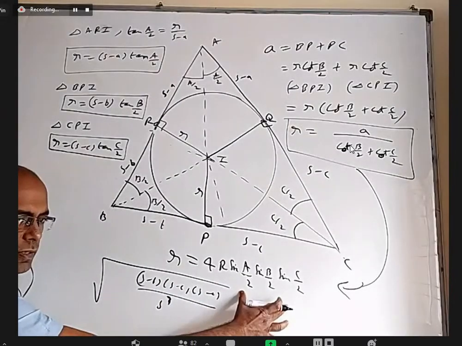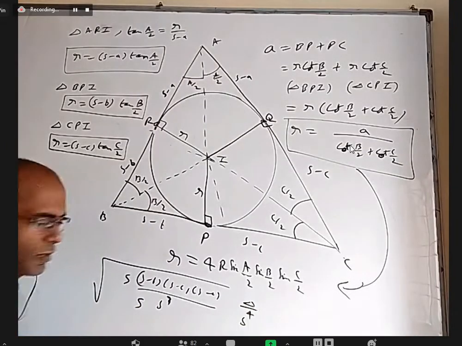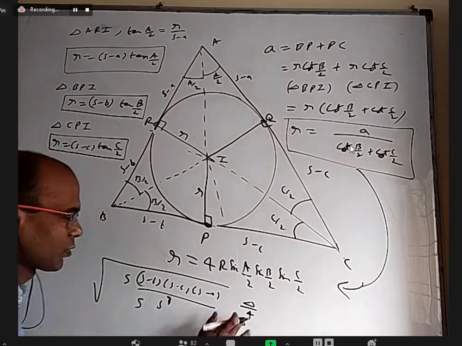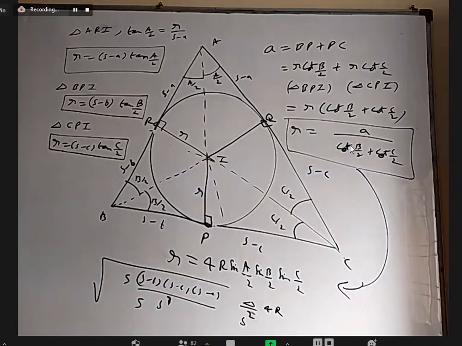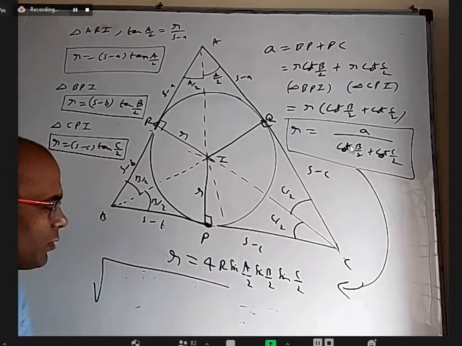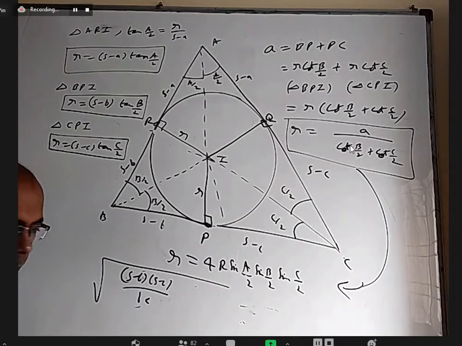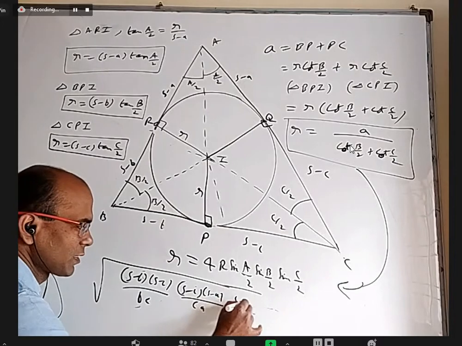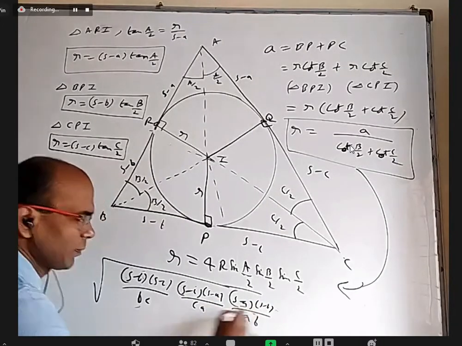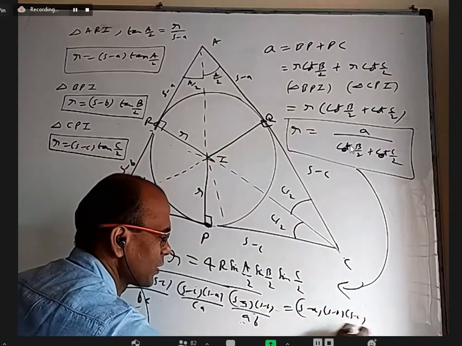This part is only sine A by 2 into sine B by 2. Multiply with one more s. Numerator is delta, denominator is s power 4. So inside the root, outside will come delta by s square. There is a 4R. Did I write everything right? Sorry, this formula is wrong. Sine A by 2 is s minus b into s minus c by bc, and sine B by 2 is s minus c into s minus a by ca, and sine C by 2 is s minus a into s minus b by ab. When you simplify, you will get s minus a into s minus b into s minus c by abc.